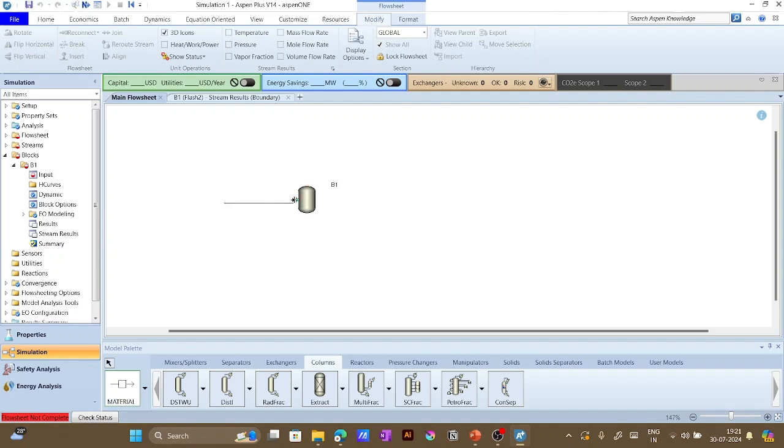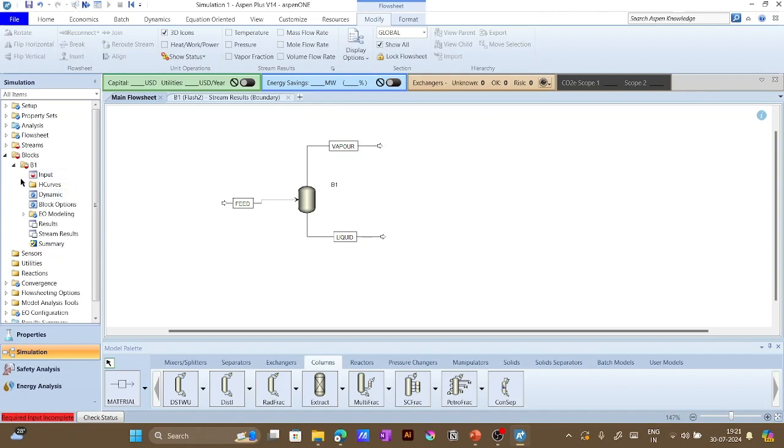So let's say I'm connecting one stream to the input of the flash. I'm connecting the top vapor product, and I'm connecting the bottom liquid product. Select this cursor again, and then you can rename it. Let's say I want to call it feed, the vapor product I want to call vapor, and S3 I want to call liquid, right?